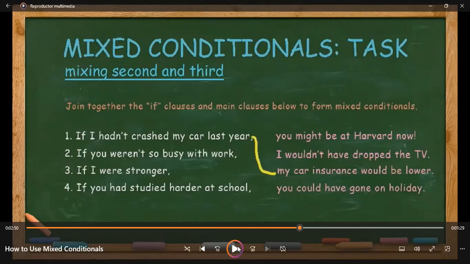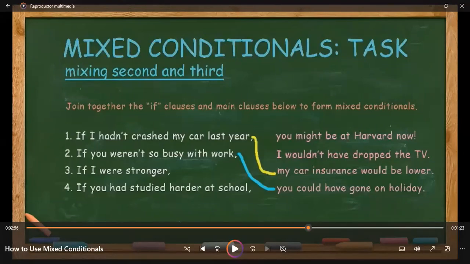Let's go to the second example. Number 2: if you weren't so busy with work, you could have gone on holiday. Okay. What's the condition of that person now? That person is busy with work. And in the past, was he or she busy? Yes, that person is busy now, and he or she was busy in the past.